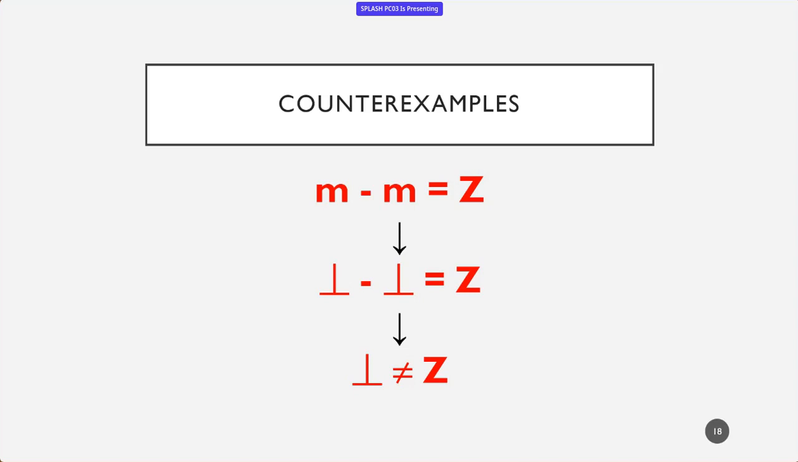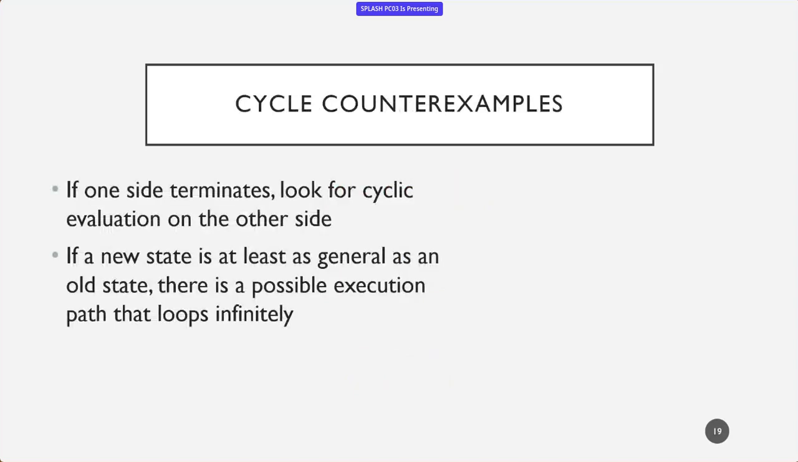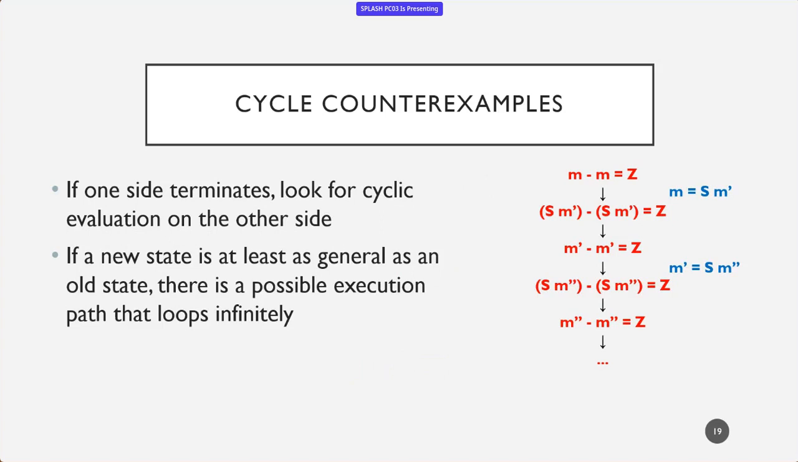We can catch these too, and for them, we introduce a novel system of detecting what we call cycle counterexamples during symbolic execution. If we ever find that one side's evaluation terminates, we start looking out for cyclic evaluation on the opposite side. What that means is that if a new state is at least as general as an old state on its same path, according to the definition of approximation, there's a possible execution path leading from that state that loops infinitely. We can see an instance of this with the self-subtraction example from before.